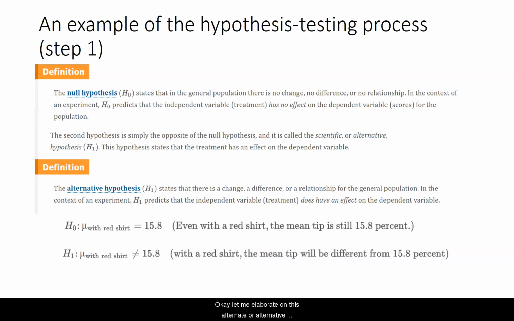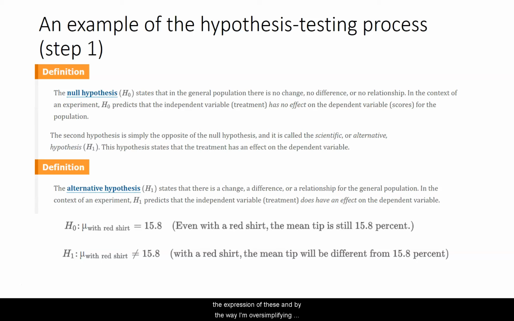Okay, let me elaborate on this alternate or alternative hypothesis, again, also known as the scientific hypothesis. That states that there is a change, a difference, or a relationship for the general population of people that tipped under the red shirt condition. In the context of an experiment, this alternative hypothesis predicts that the independent variable does have an effect. So let's look at the expression of these.